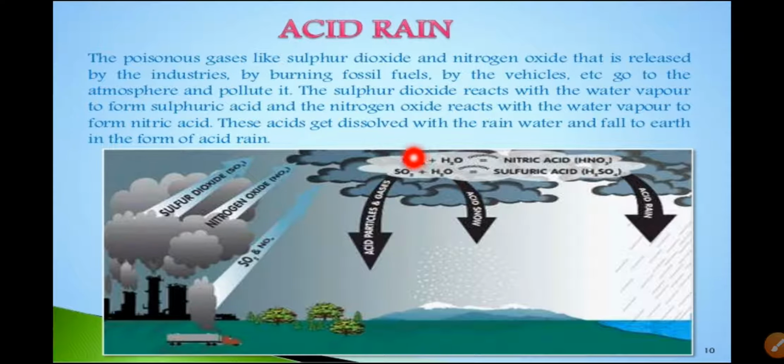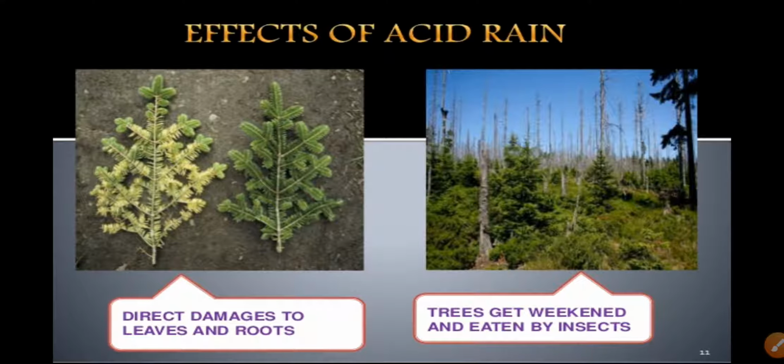So when this acid gets dissolved in the rainwater in the rainy season, it comes down in the form of acid rain on the earth. Now, is this acid rain helpful? No. Acid rain is very harmful. It gives bad effects. How? Direct damage to the leaves and roots. If you see here, because of acid rain, the leaves get damaged. The previous plant and then after the acid rain, you can see the change. The leaves get damaged, and even the roots get damaged, and trees get weakened and eaten by insects. So this is the bad effect of acid rain on plants.